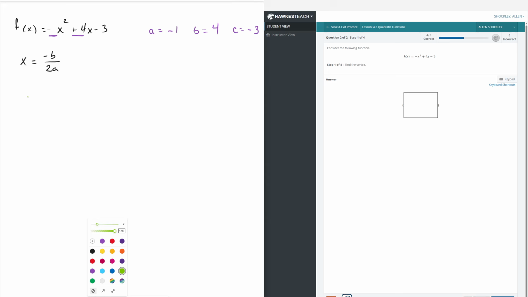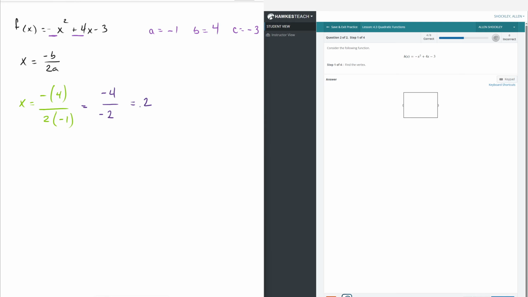Take it, plug it in, see what happens. So x equals negative 4 over 2 times a. a happens to be negative 1. So we get negative 4 over negative 2. Negative divided by negative is a positive. 4 divided by 2 is 2. So I know that my x coordinate is 2.